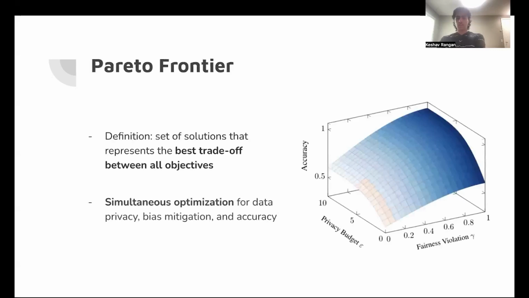The Pareto frontier is a set of solutions that represents the best trade-off between all objectives. The paper, Learning to Walk Impartially on the Pareto Frontier of Fairness, Privacy, and Utility, proposes applying this concept to simultaneously optimize for data privacy, bias mitigation, and accuracy. The graph to the right depicts all possible solutions, measuring all three objectives. The solutions on the Pareto frontier are such that improving any one objective worsens another.